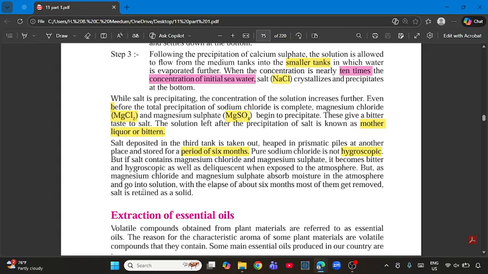But as magnesium chloride and magnesium sulfate absorb moisture in the atmosphere and go into solution, with the elapse of about 6 months, most of them get removed. Salt is retained as solid.